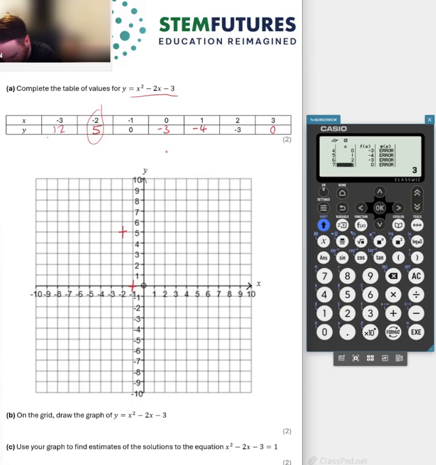So that's on the axis. When x is 0, y is -3. When x is 1, y is -4. X is 2, y is -3, so we're going back up now. And then when x is 3, y is 0. So that's going to be one of the 2 marks. We've already gained the 2 marks for the table. Now the second is to join these up with a smooth curve, as smooth as you can do. It's fairly difficult on the computer to do this. But that would get you the marks.